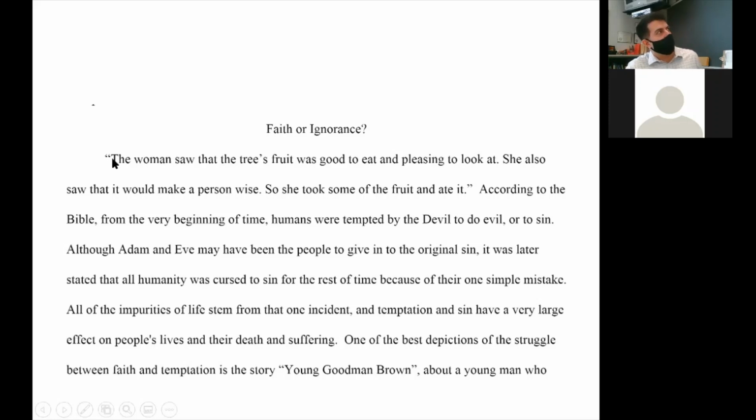Also note that usually I always say quotes need to be embedded, right? They need to be inside another sentence. Note that this is not embedded. That's okay. An opener quote is the one exception to that rule where it can just stand on its own, and then you can explain the quote immediately after, and that works.